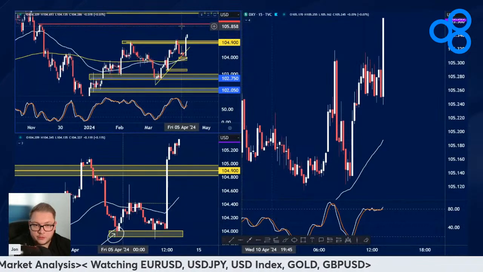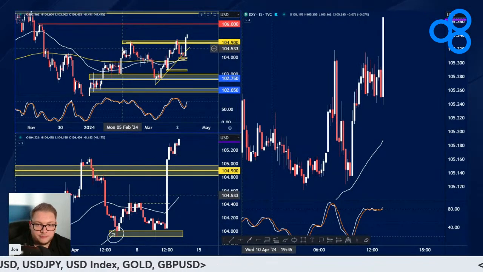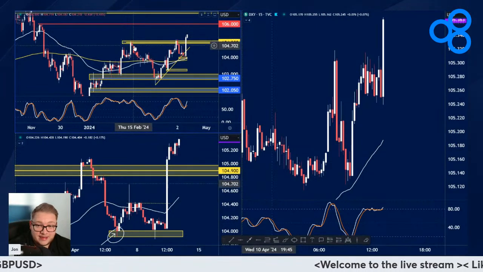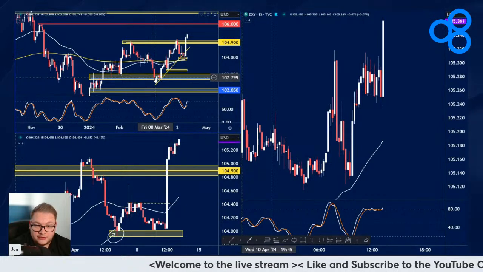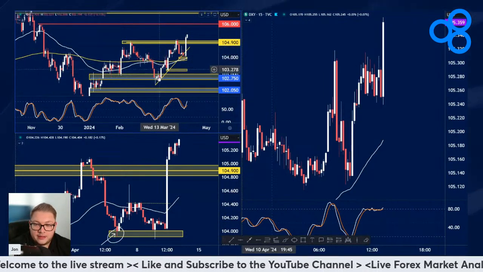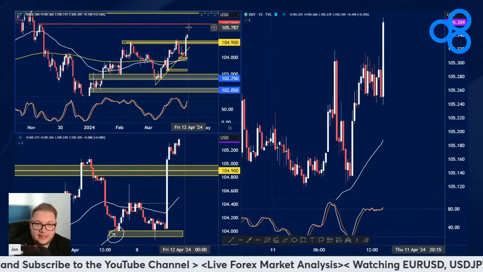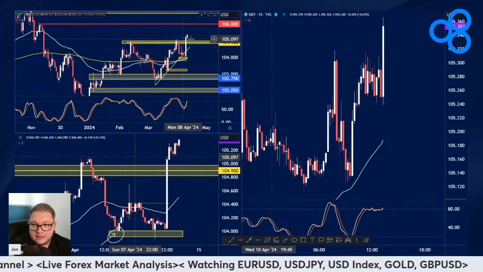I think we talked about this a while ago. I said a breach of sort of 104.50 would lead me to a move up towards 106s. We didn't get that initially. Price nosedived essentially, and I was very much looking like I was definitely in the wrong at that point. Since then, the dollar has recovered. We've seen a big rally in the dollar, and 106s are looking good again, but price needs to be sustained above this level.